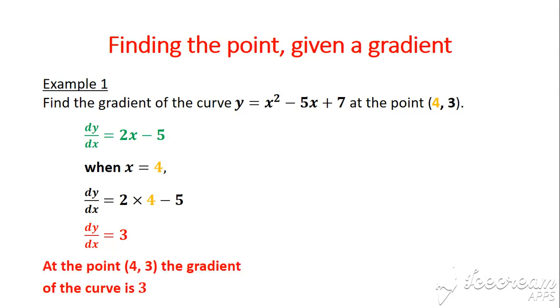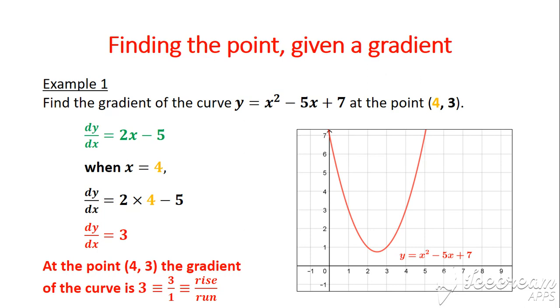All right, so at the point 4, 3, the gradient of the curve is 3, which is 3 over 1, which is rise over run, which means here's the picture of the graph. Here's the point 4, 3. Here's a tangent. A tangent is a straight line that passes through the curve at one point, and the tangent and the curve have the same steepness, the same gradient at that point 4, 3. And we've worked out that the gradient at 4, 3 is equal to 3.